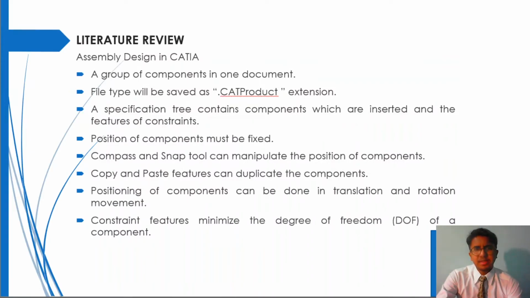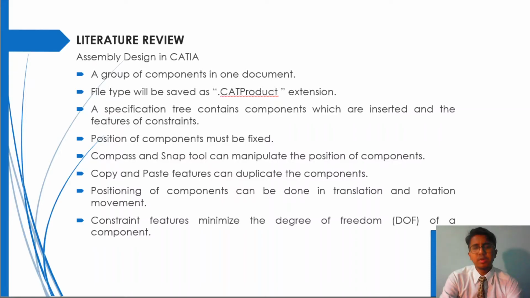After the part design in CATIA, we're moving on to the last literature review of this proposal, which is the assembly design in CATIA. Assembly design in CATIA is a group of components in one document, and the file of the assembly design in CATIA will be saved as CAD product extension. There is a specification tree which contains components which are inserted and the feature of constraint.